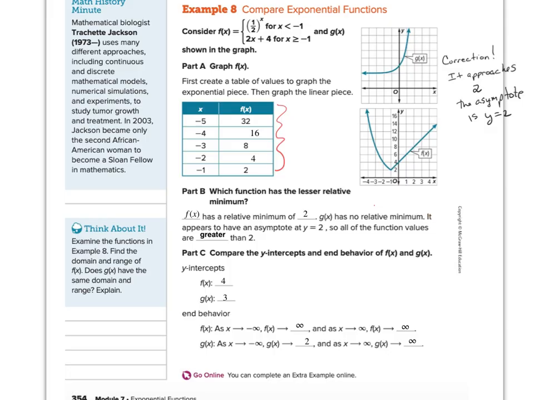Okay. And then let's see here. Compare the y-intercepts. The y-intercept of f of x is 4. The y-intercept of g of x is 3. So we know that this one has a greater y-intercept. My end behavior for this function as x approaches negative infinity and x approaches positive infinity, y is approaching infinity. Here, as x approaches negative infinity, y is approaching 2, because that's my asymptote, right? And then as x approaches positive infinity this direction, y continues to go up in a positive infinite direction. So that's understanding end behavior.